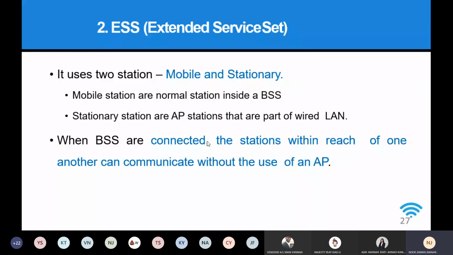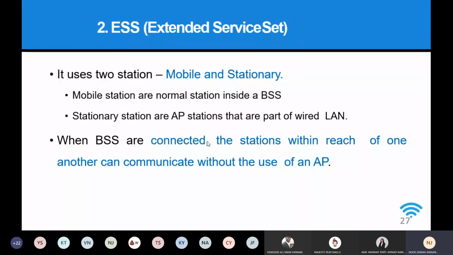ESS uses two stations, mobile and station, because it is extended. So ESS always means larger compared to the BSS. And the mobile stations are normal stations inside a BSS. So the rest of the properties we can say are the same as the BSS, because the ESS is actually the extension of the BSS.